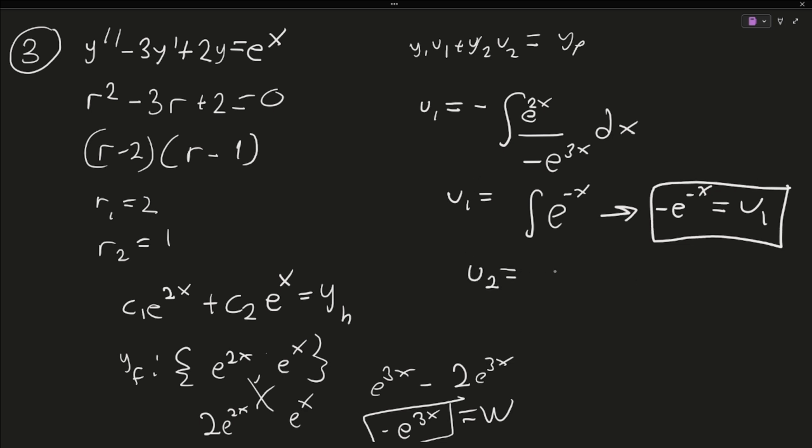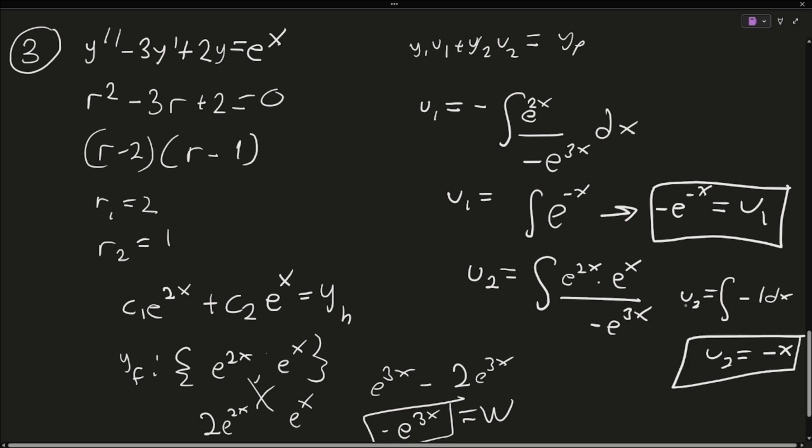And let's go ahead and find u2. So u2 is going to be the integral of y1, e to the 2x, multiplied with e to the x, which is our non-homogeneous part, divided by the Wronskian, negative e to the 3x. So our u2 is actually the integral of negative 1 dx, and u2 ends up being negative x, just like this. And now we can just go ahead and plug these in to get y particular.